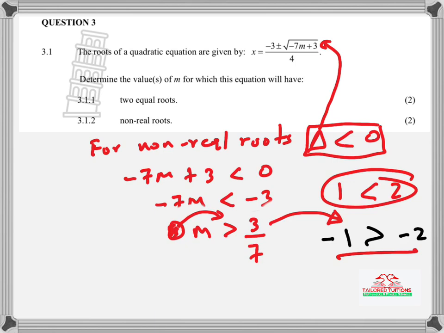All right, that is 3.1.2. Mark allocation: the first mark obviously is for remembering that important statement to say the discriminant must be less than 0 for you to have non-real roots, and then the second mark is for you to have that final answer.